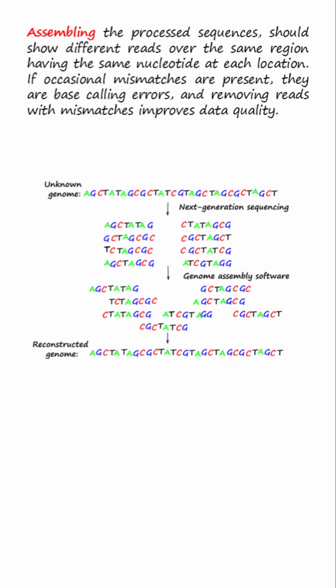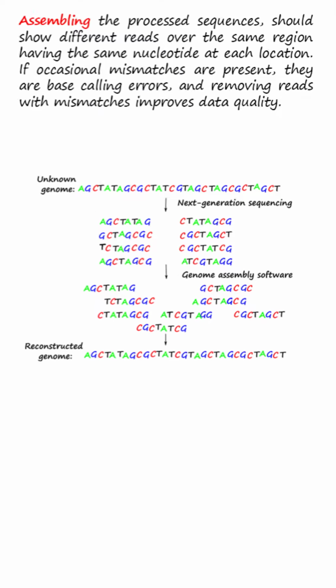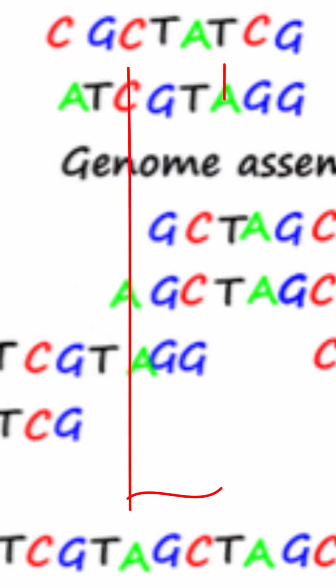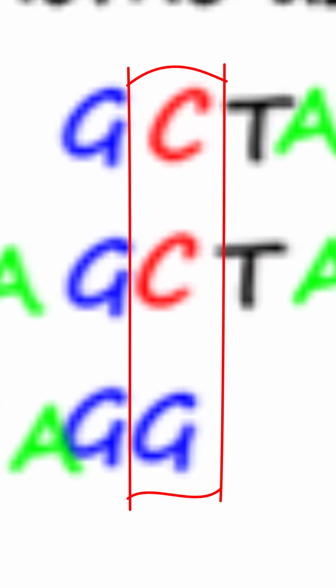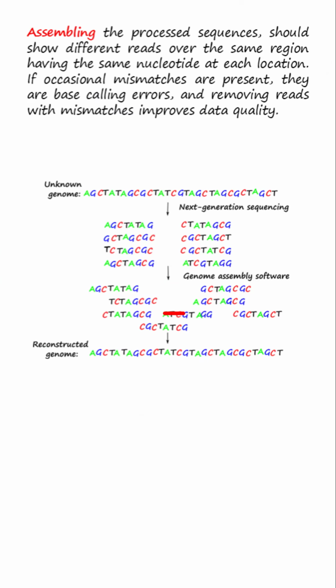Finally, assembling the processed sequences should show different reads over the same region having the same nucleotide at each location. If occasional mismatches are present, they are base calling errors, and removing reads with mismatches improves data quality.